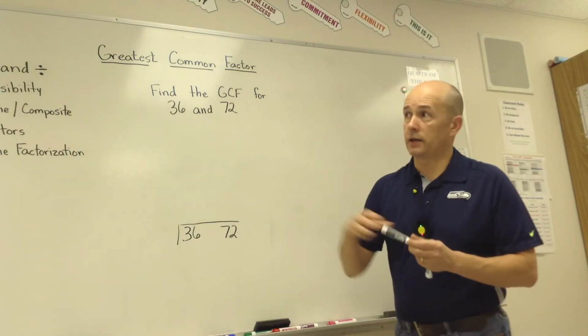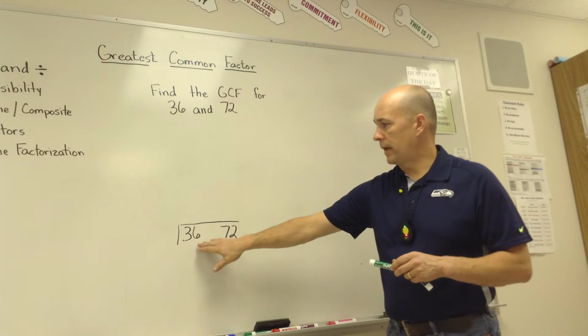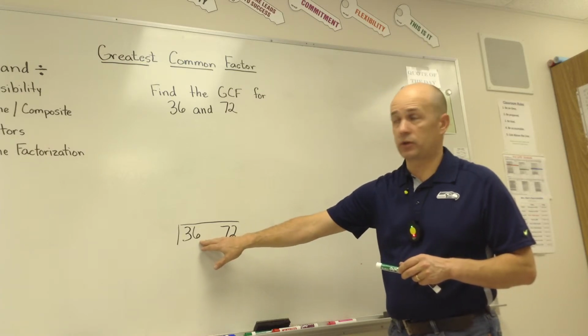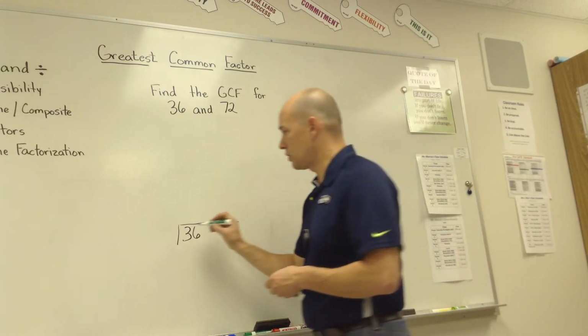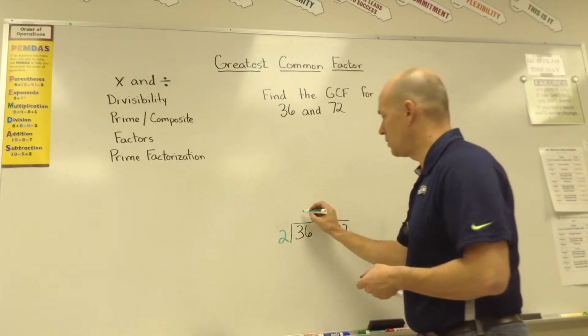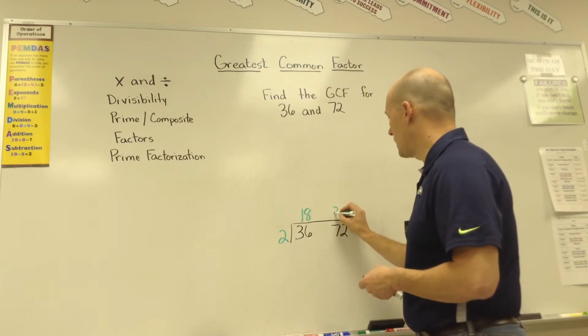All right, and now I start with my divisibility rules, and I'll start with the rule for 2. Yep, and I see that both numbers end in an even number. Both digits are even, so I know that 2 is going to work there. So I divide them both by 2. 36 divided by 2 is 18. 72 divided by 2 is 36.